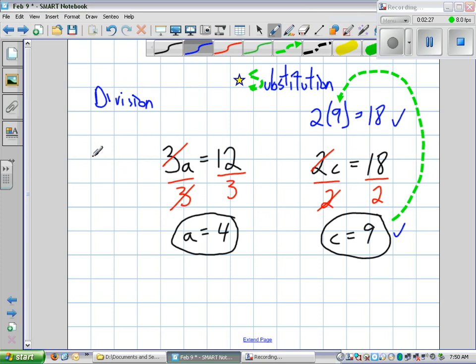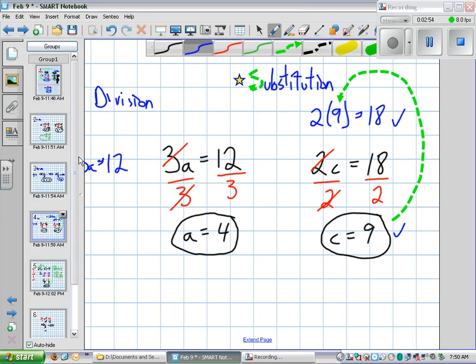Last operation is division. The original question here now was 3a equals 12. And I had to divide the 3 off, so I divided 3 off this side, and whatever I do to one side, I do it to the other. So that's where this came into play. That canceled that out. Do the exact same thing to the other side, and those cancel. A is left by itself. 12 divided by 3 is 4. Example question over there.